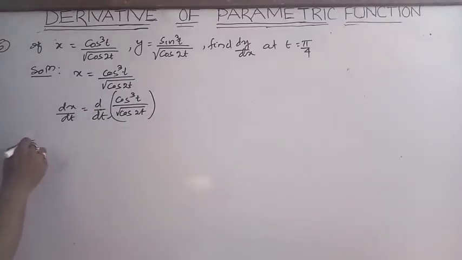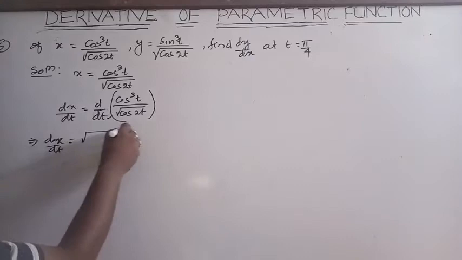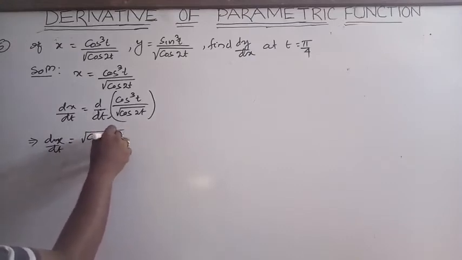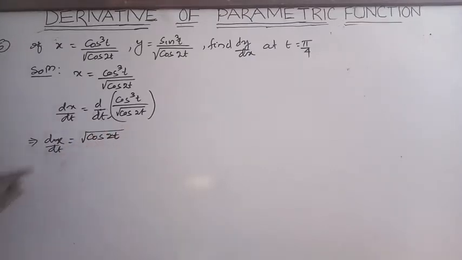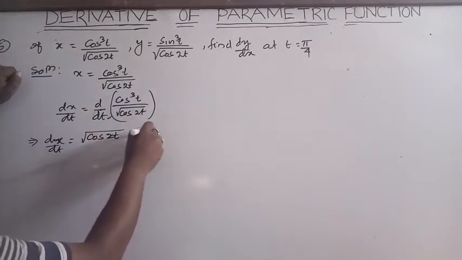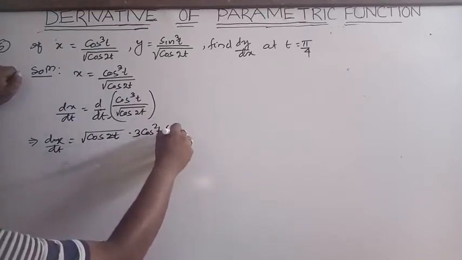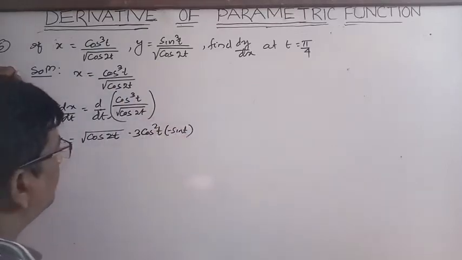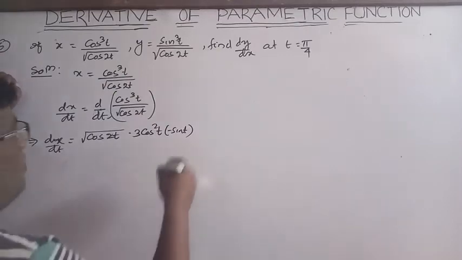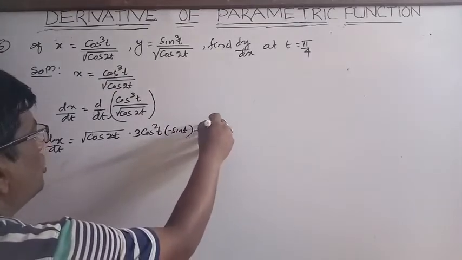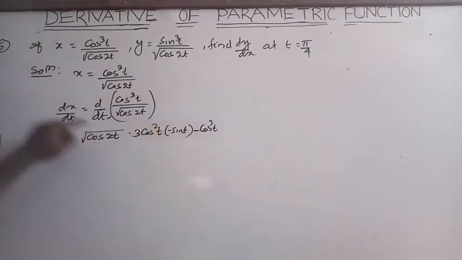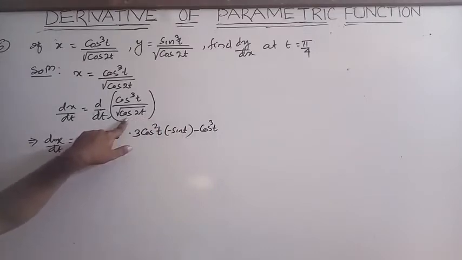So dx/dt is equal to what? v du: root over cos 2t into the derivative of cos³t, which means 3cos²t, and the derivative of cos t here is minus sin t. Then minus u dv: u means cos³t into the derivative of root over cos 2t.